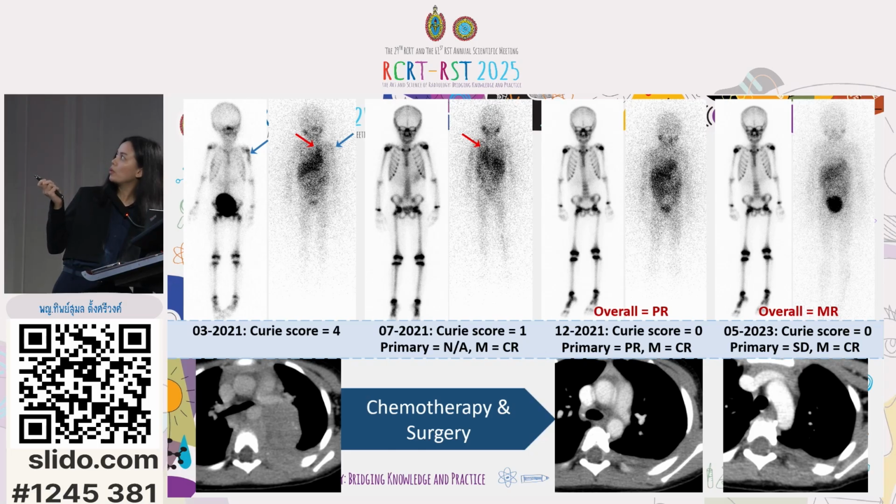So the overall response is partial. And finally, in May 2023, during surveillance, the primary tumor is still stable and the metastasis still in remission, so the overall response is minimal.